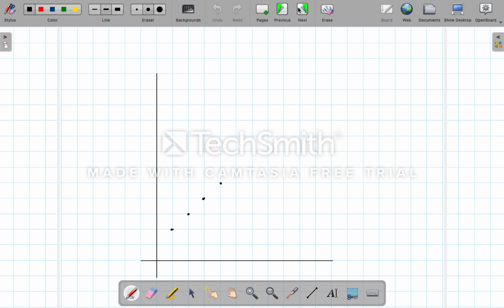Another way to represent this is graphically. So here I have that same function graphed out. I have when x is 1, y is 2. When x is 2, y is 3. X is 3, y is 4. And x is 4, y is 5. So I'll make that function right here. And that'll continue like this.